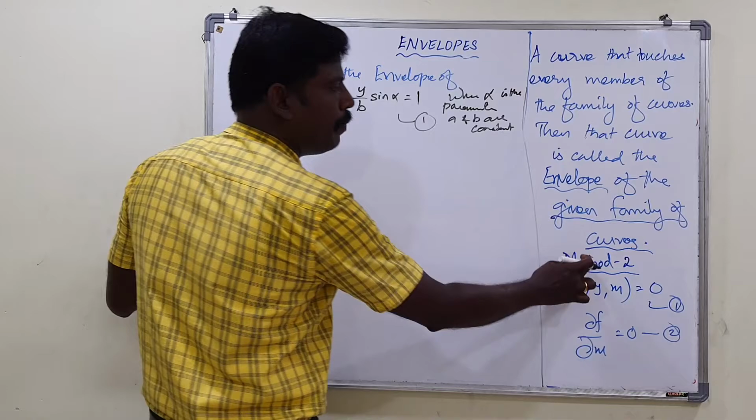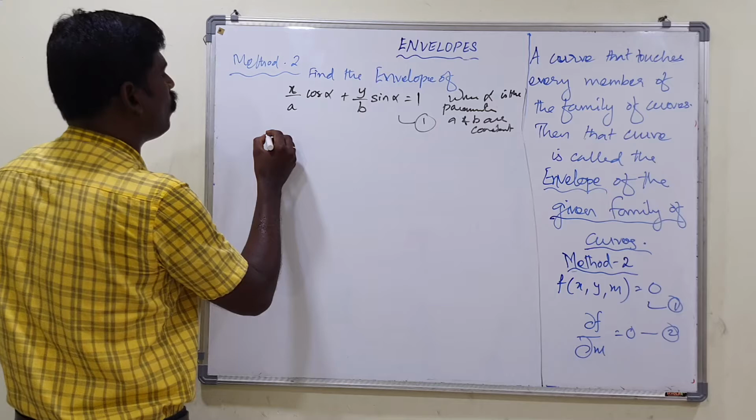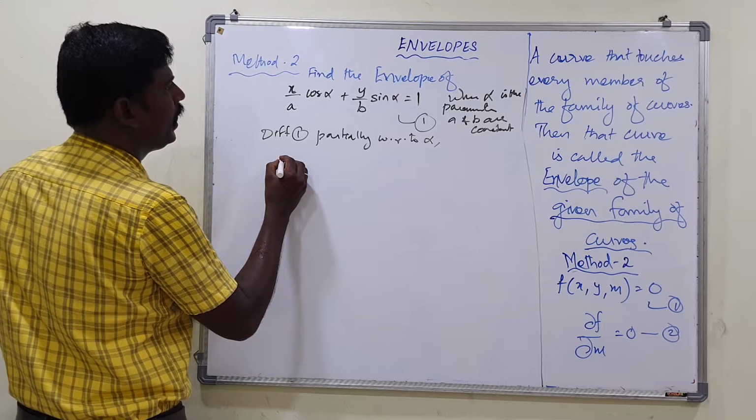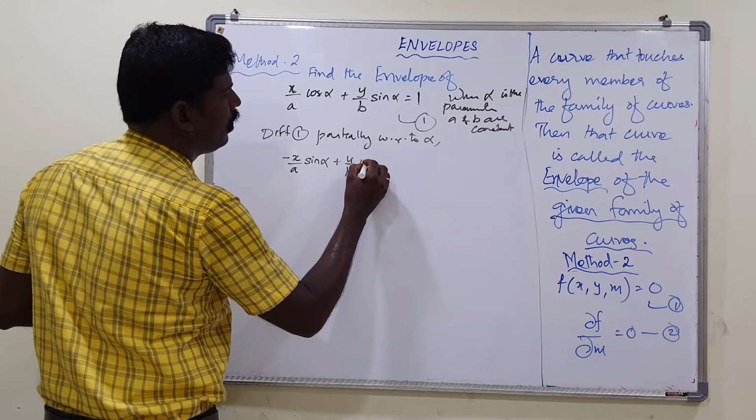So I call the given equation 1. Differentiate 1 partially with respect to alpha. What will you get? Minus x by a sin alpha plus y by b cos alpha equal to 0.